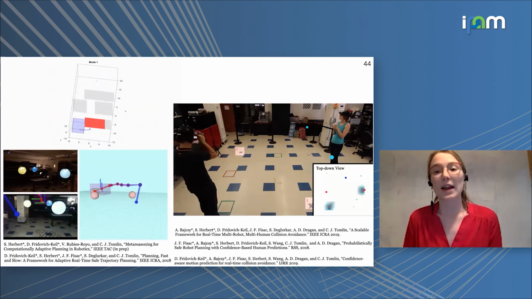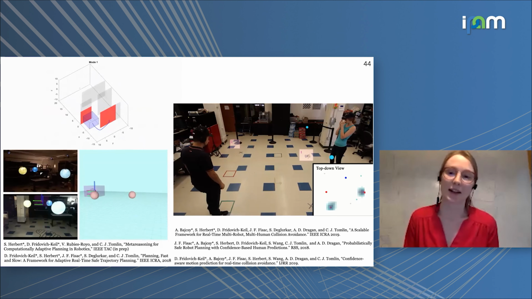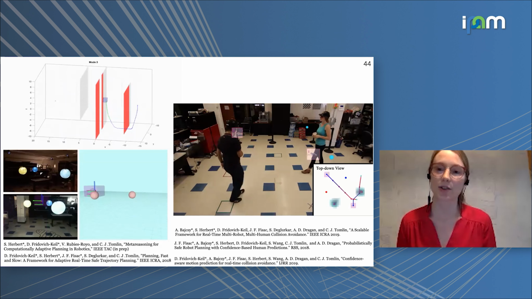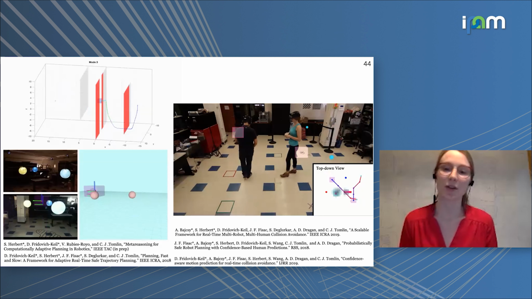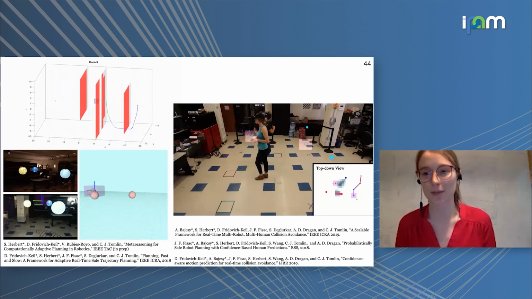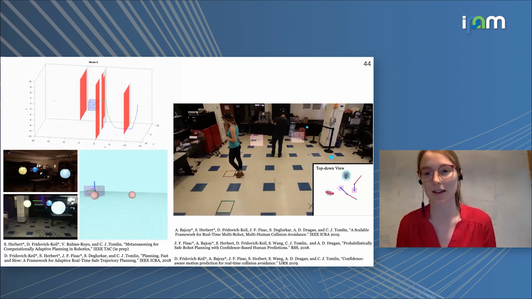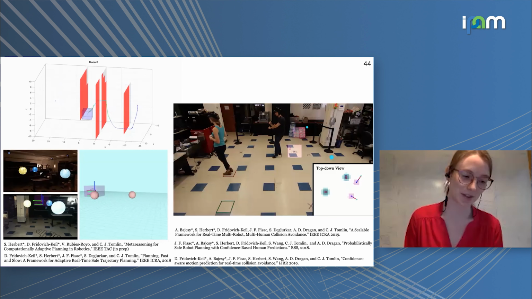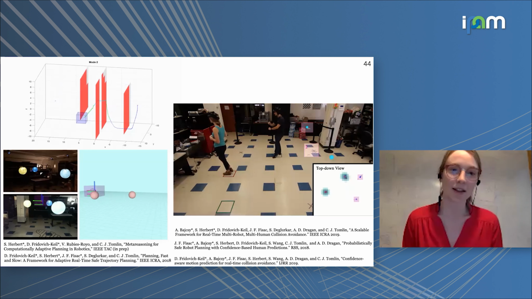And then on the right-hand side, we've also applied this beyond static obstacles with some collaborations with people and human-robot interaction to do navigation around one and then multiple people doing probabilistic safety in this case. And I'm happy to talk more about those projects if there's interest afterwards.